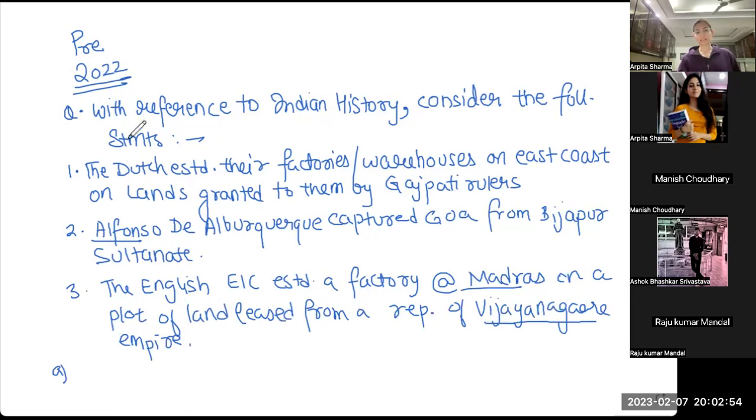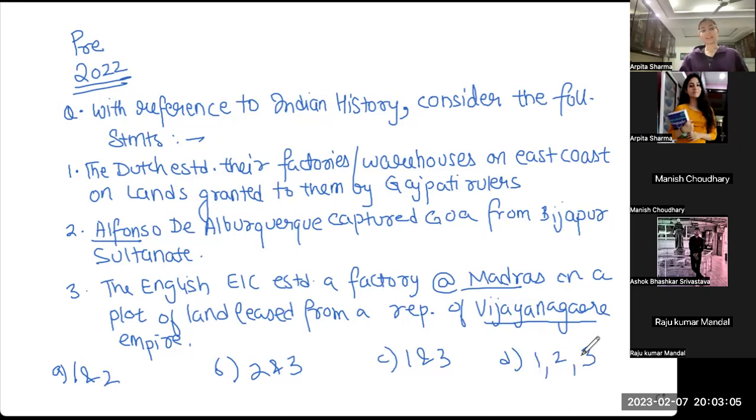Which statement is correct? 1 and 2, 2 and 3, 1 and 3, 1, 2 and 3. Which statement is correct? Ashok is saying A. Read the question carefully, take your time. Take your time, there is no hurry. Read the question very carefully.